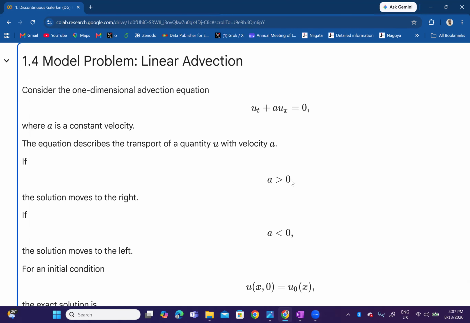If a is greater than 0, the solution moves to the right. If a is less than 0, the solution moves to the left. So we're talking about flow right now. For a greater than 0, that's positive velocity, so we have the flow moving to the right. And if a is less than 0, the solution moves to the left.